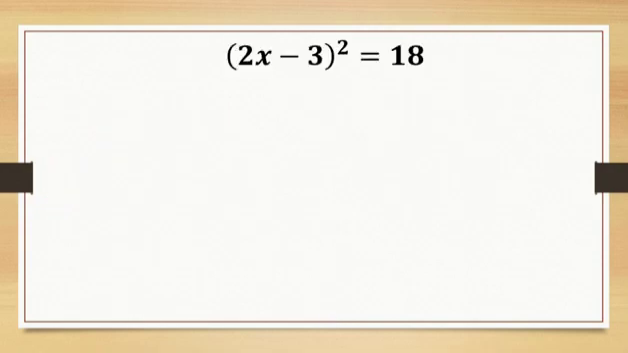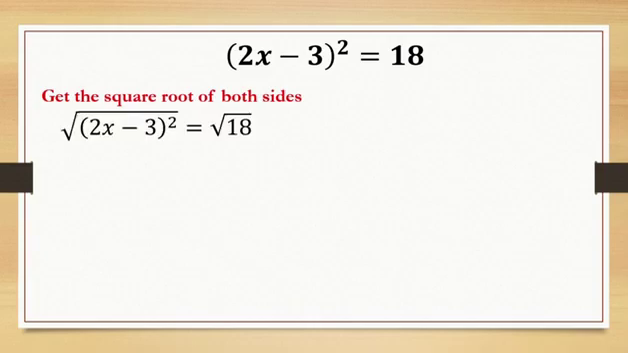Next, I have here the quantity of 2x minus 3 squared is equal to 18. So, get the square root of both sides. Since wala naman tayong number outside the parenthesis, ibig sabihin, hindi na natin kailangang i-divide. So, ayan na siya. We will now have square root of 2x minus 3 squared is equal to square root of 18.